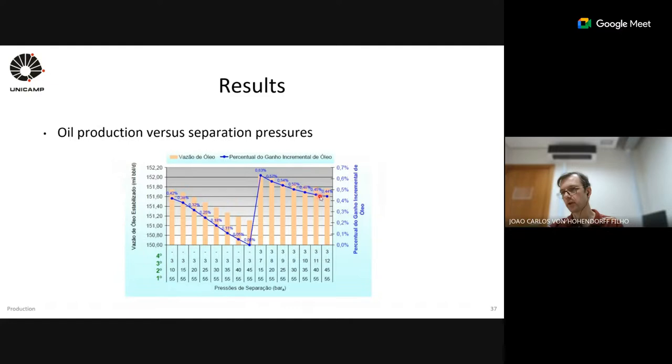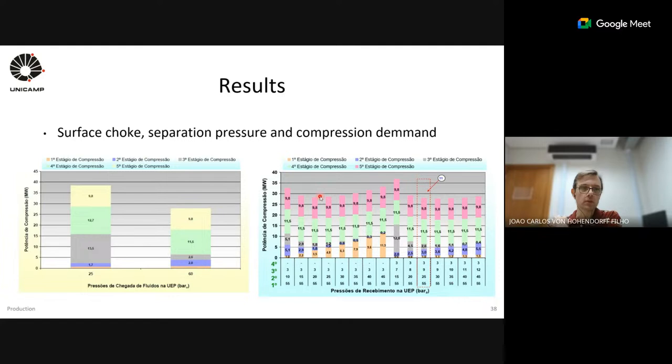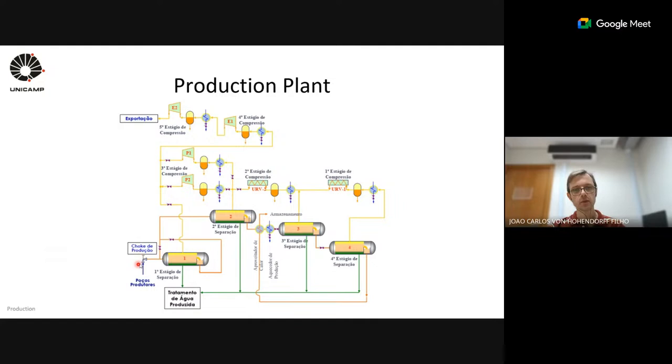Here is an interesting result, because if I consider a certain pressure on the wells in the platform, for example, I consider 25 bars for the wells here at this point. Okay, the wells came here with the pressure on the surface.